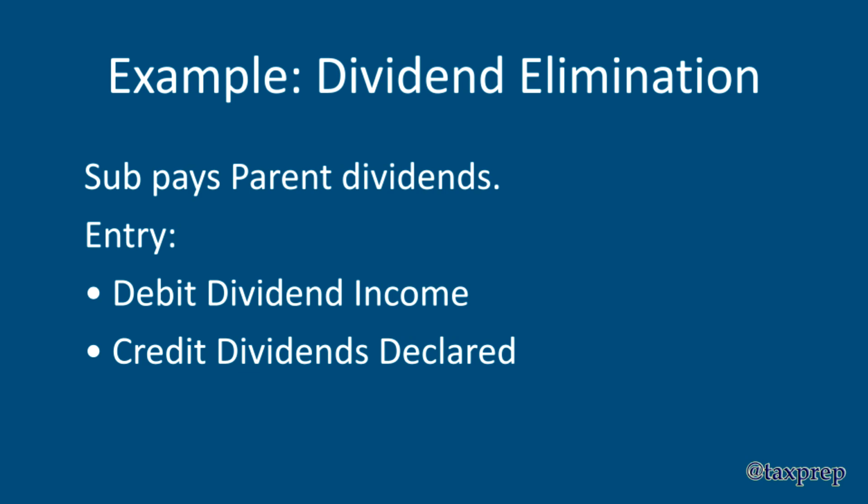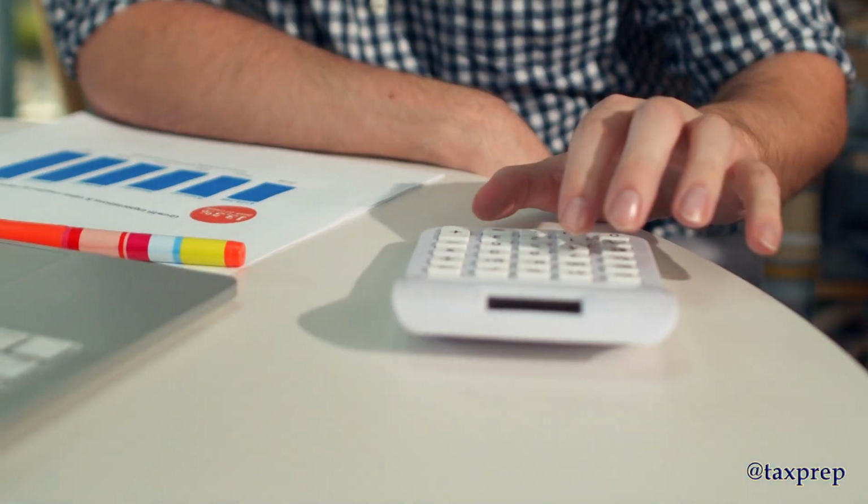Example 3. Eliminating intercompany dividends. Here's another one. Intercompany dividends. If a subsidiary pays dividends to the parent, that's internal. For consolidation, debit dividend income, credit dividends declared, and the internal dividend disappears.